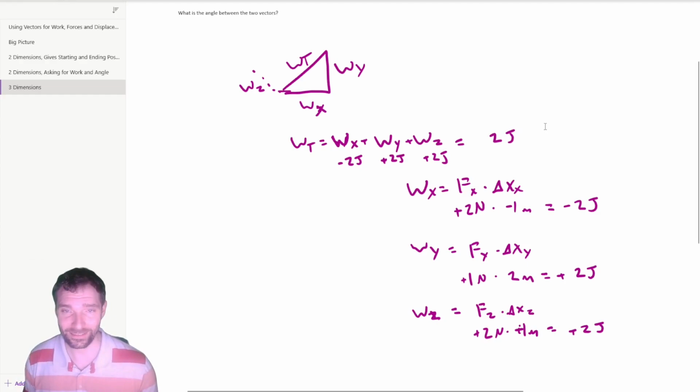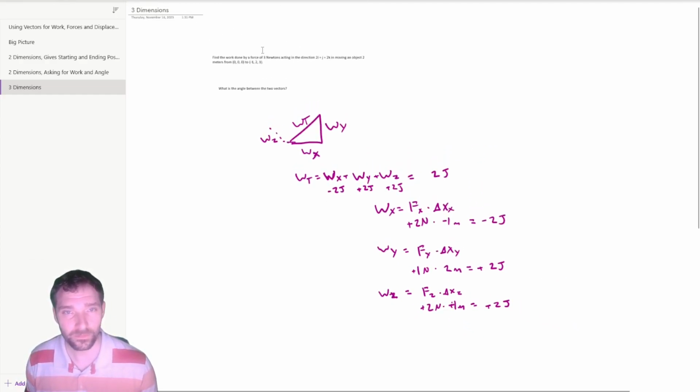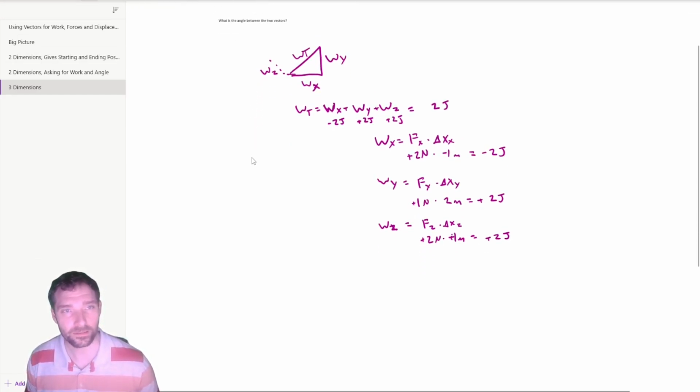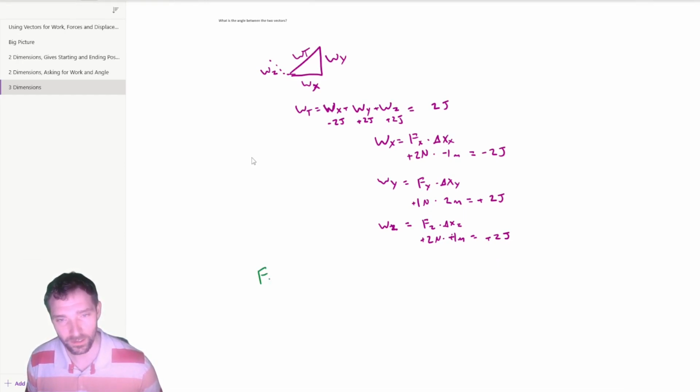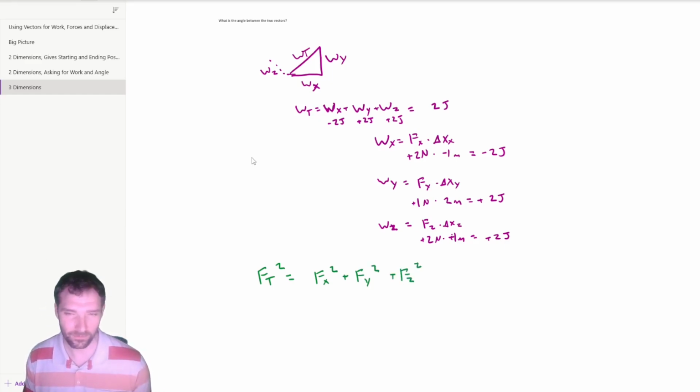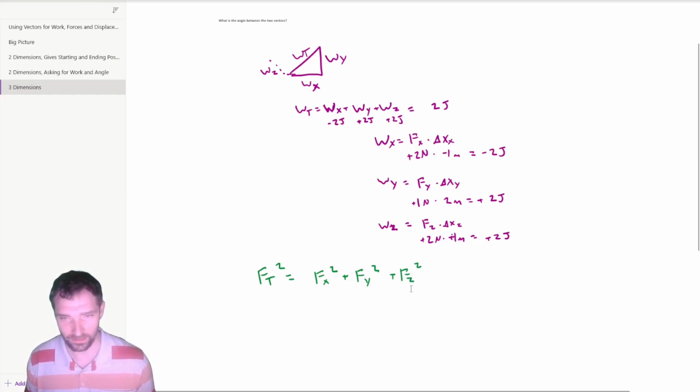So that's pretty easy to do for the first step here. But then the angle between these two is a little bit more tricky. If we want to find the angle, we're going to need to get this force total, which is now equal to the force in the x-axis squared plus the force in the y-axis squared plus the force in the z-axis squared. This is kind of weird, but if you have multiple things coming together like this, you can get the magnitude in a similar way, but you've just got to add in this being squared.